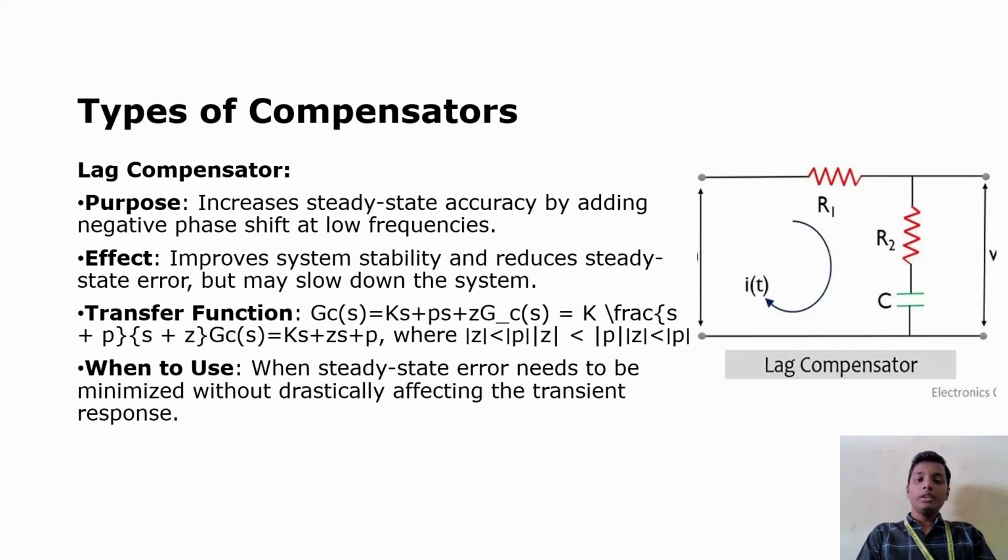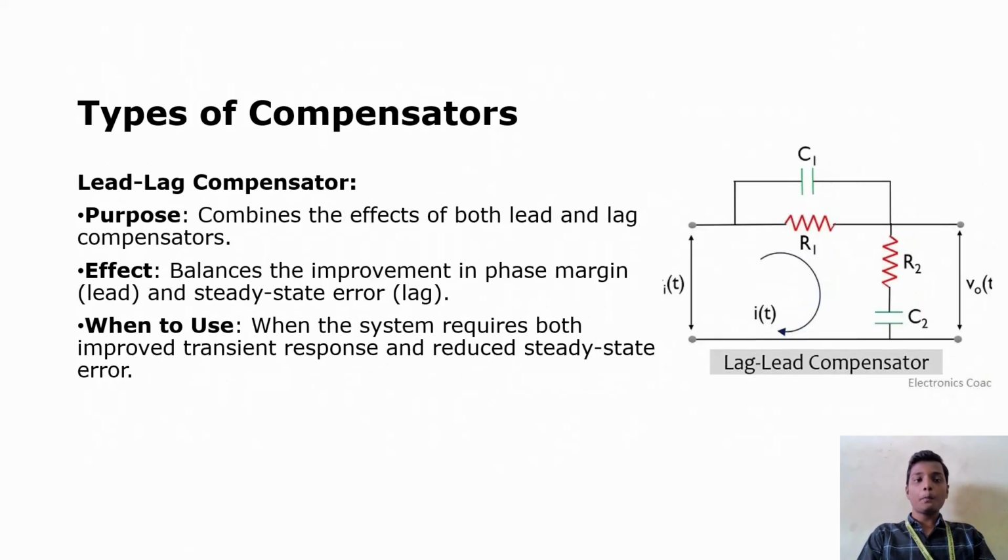Transfer function: Gc(s) = K (s + p)/(s + z). When to use? When steady state error needs to be minimized without drastically affecting the transient response.